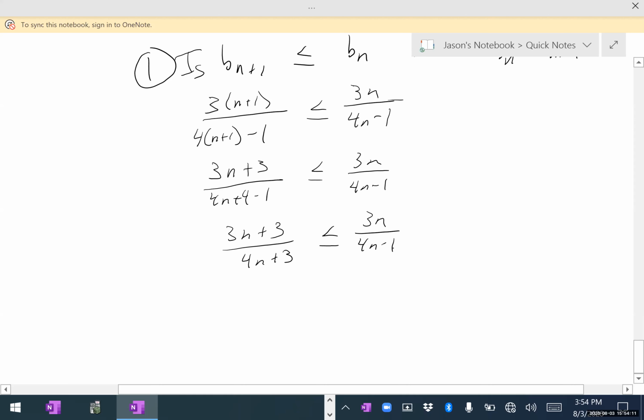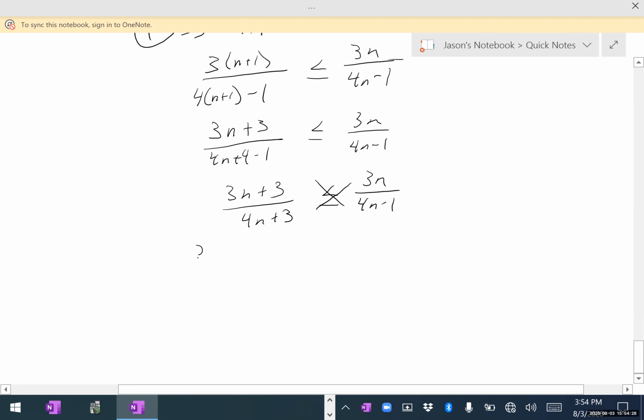Okay, so now what do you think we're going to do? Any ideas? Yep, Victor is correct. We're going to cross multiply. So 3n plus 3 times 4n minus 1, is that less than or equal to 4n plus 3 times 3n? Okay, cool. Let's see what happens here. Let me FOIL this out.